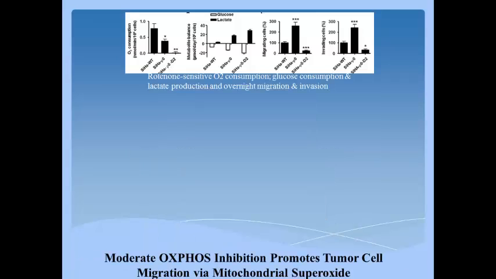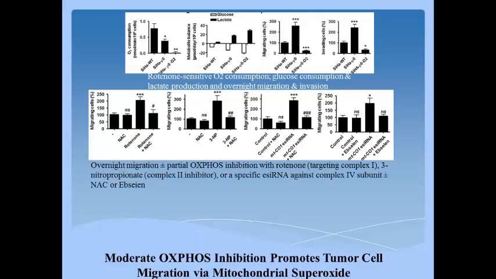Authors generated P0 with damaged mitochondria and P0D2, as represented here, with total destruction of mitochondria. Damaged mitochondria, that is P0, when treated with rotenone, resulted in decreased oxygen consumption, altered metabolism, increased migration, and invasion. However, total loss of mitochondrial function, that is in P0D2 cells, resulted in decreased migration and invasion, indicating partial mitochondrial function is required for metastasis.